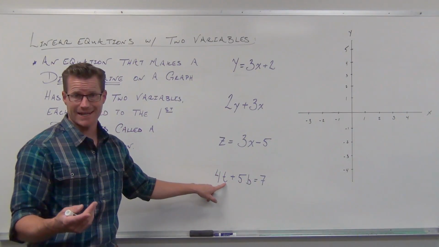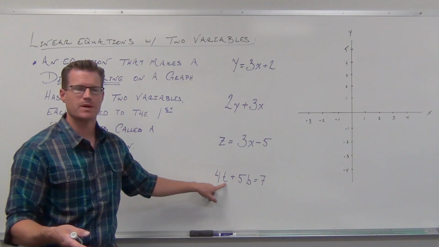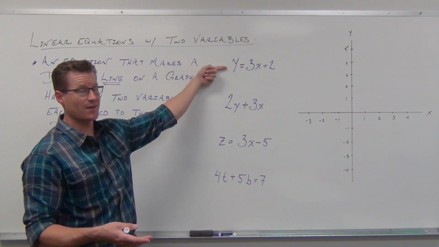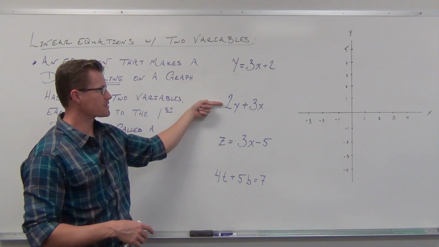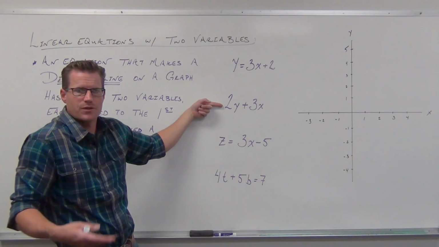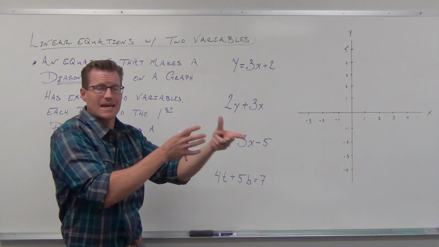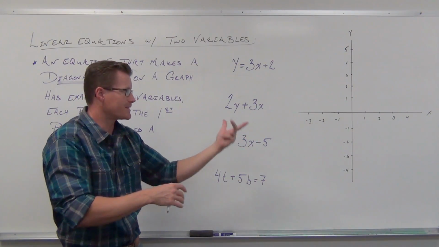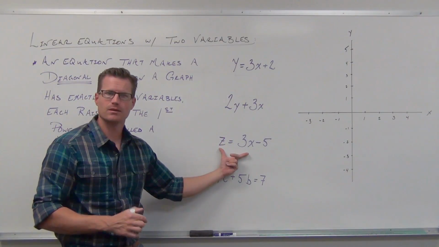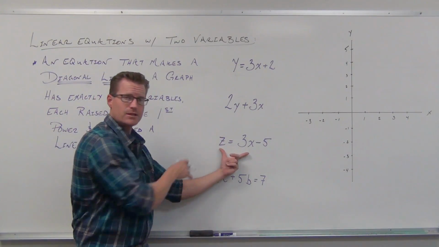Yeah, I got b and I got t, and they're both raised to the first power. That's going to make a line on a graph. In fact, we're going to do it in just a minute. This, you can't even make a graph out of it. There's nothing to tell whether the points would satisfy that equation, be true or not. It's not an equation. Here, this would make a line on a graph. Yes, that's a linear equation.